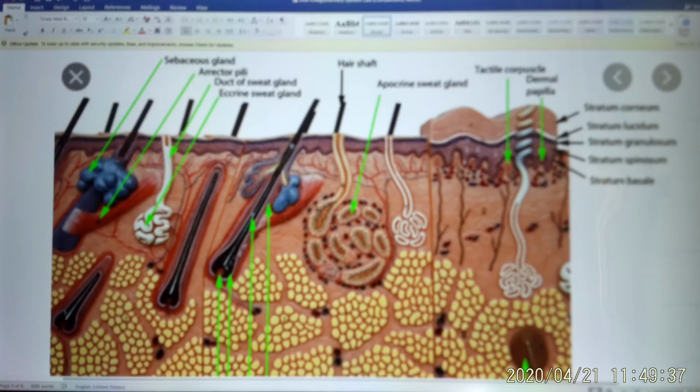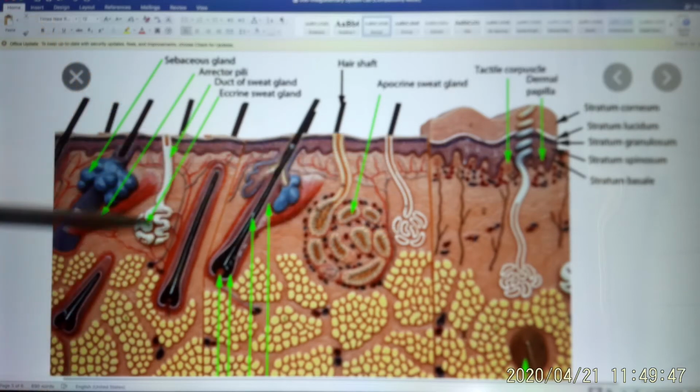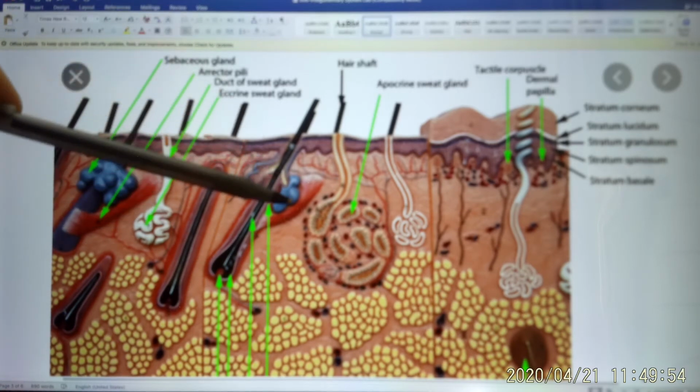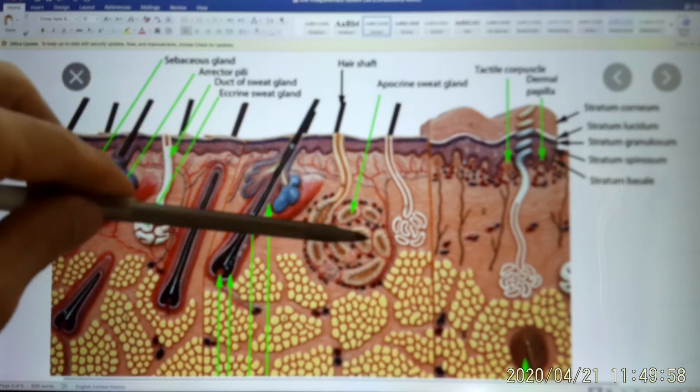Now let's look at those 2 different sweat glands. You have the merocrine and apocrine. The merocrine is the smaller one. This white one is the merocrine sweat gland. Now let's look at the apocrine. Apocrine is the funky gland, and they're usually bigger. That's the apocrine sweat gland. It's bigger.